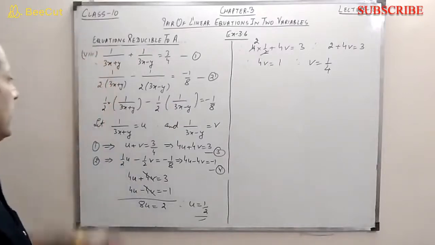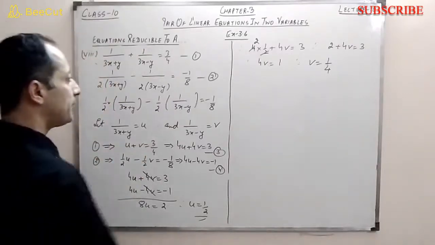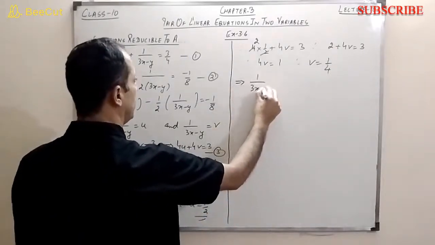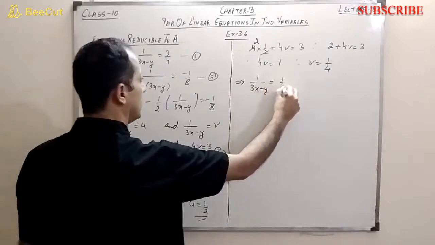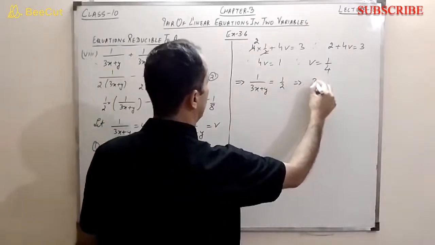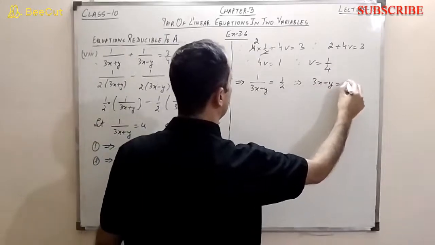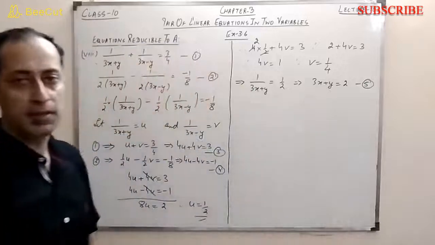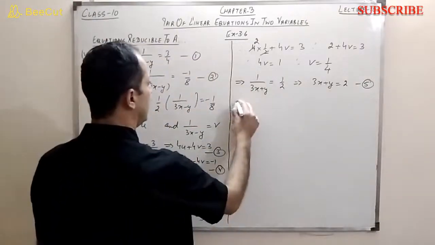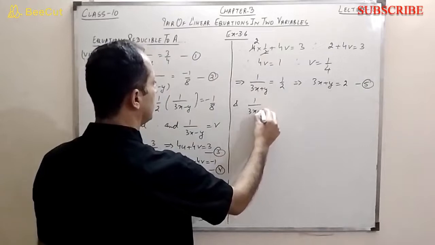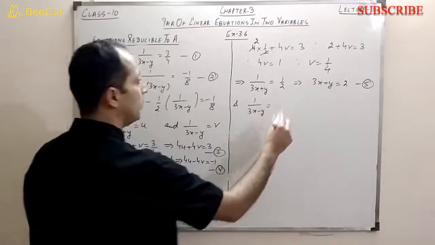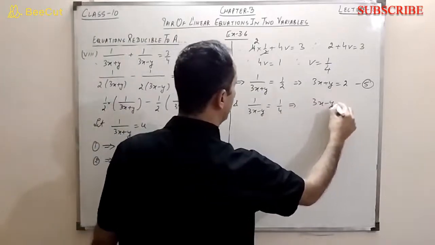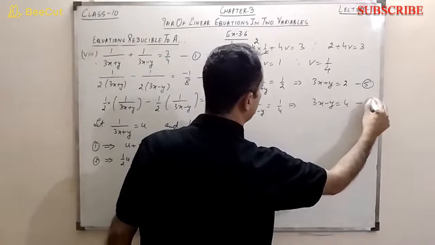So what we can do, these were our substitutions. So this means 1 upon 3x plus y is 1 by 2. This gives me another equation, that is 3x plus y equals 2. This will be my fifth equation, right? And 1 upon 3x minus y is equal to v, so that is 1 by 4. This means 3x minus y equals 4. This is my sixth equation.